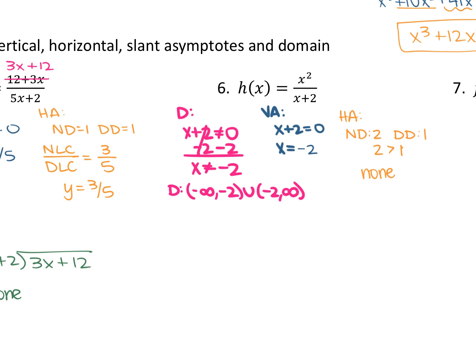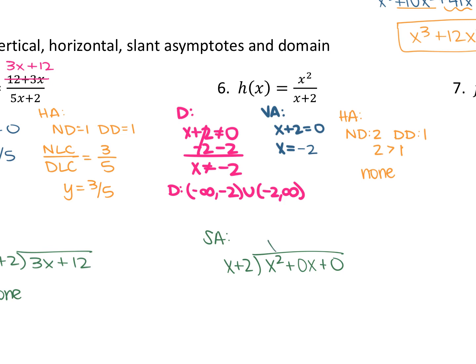Lastly, you are going to find your slant asymptote. To find your slant asymptote, you are going to divide, put the x plus 2 on the outside, the x squared plus 0x plus 0 on the inside. Remember, when you're doing long division, you have to make sure you have every power from highest to lowest. Your highest power on the top is 2, so you need to represent the x to the power of 1 and the constant, which means it's 0x and 0.